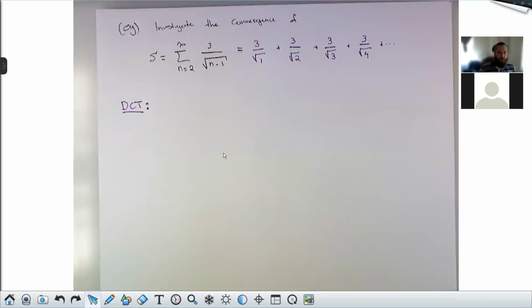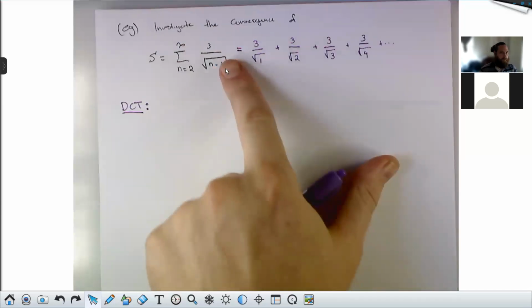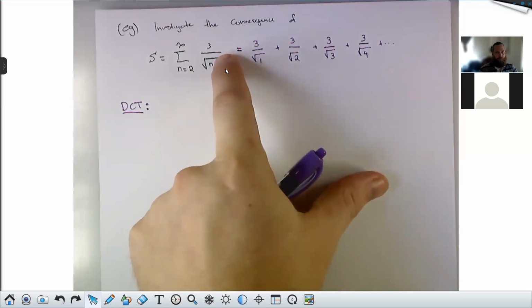So, what series is this most similar to? If you look at these terms, what does this remind you of? If this minus 1 wasn't down here, this would just be 3 over the square root of n, right? Which is almost a p-series. It's a constant multiple of a p-series.